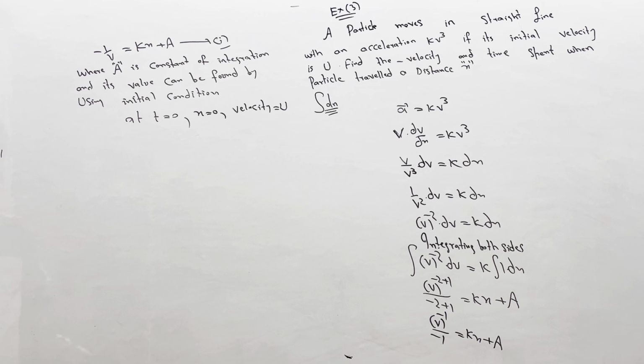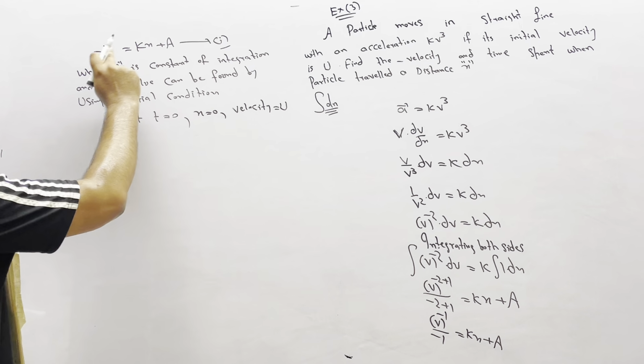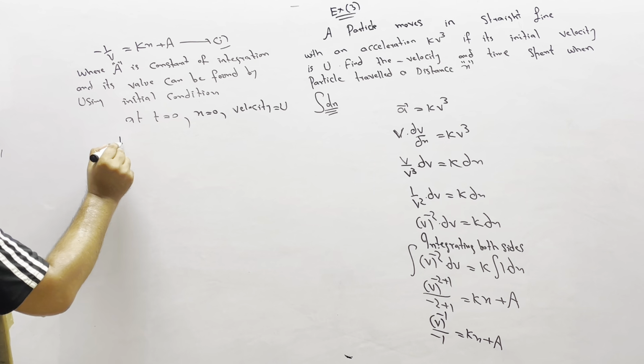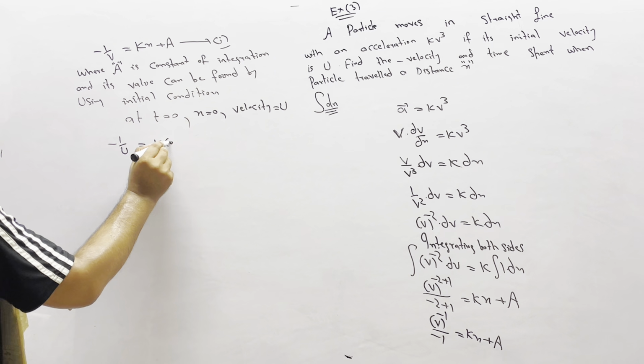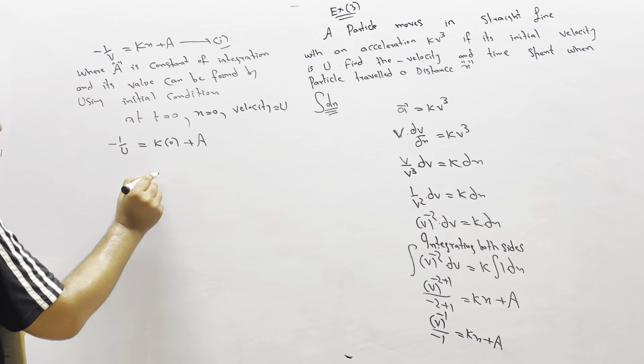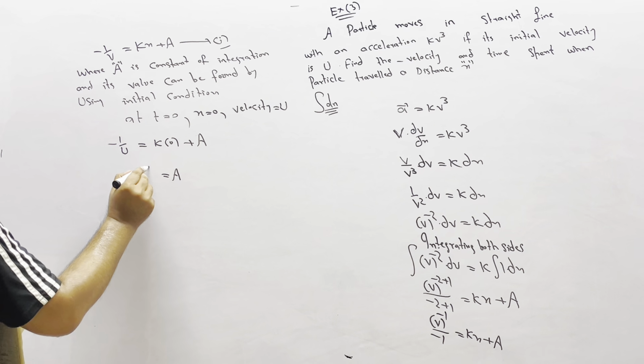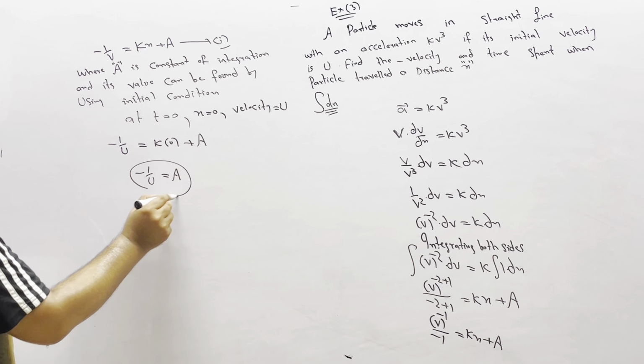So what I have to do is put these three values in equation number 1. It becomes minus 1 over u, equals k times 0 plus capital A. You will get capital A equal to minus 1 over u. So I got capital A.